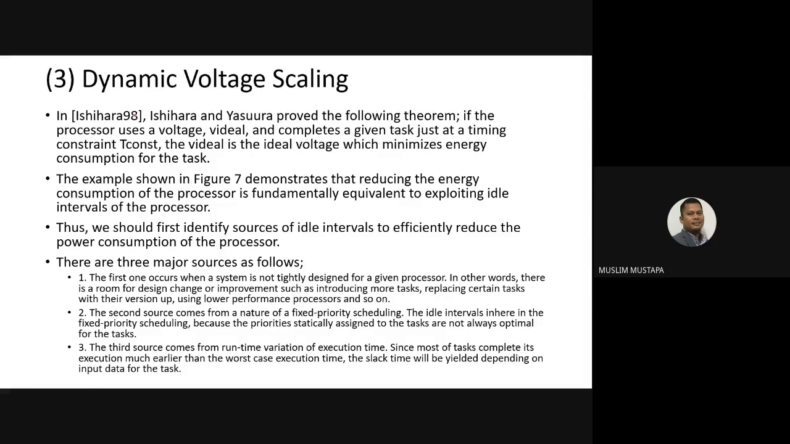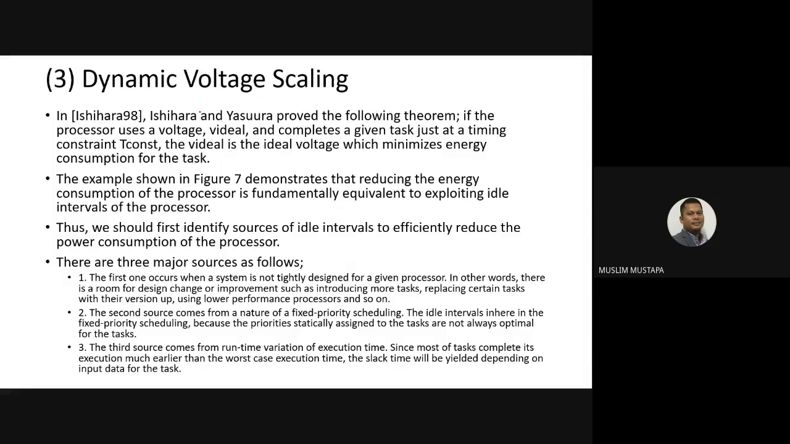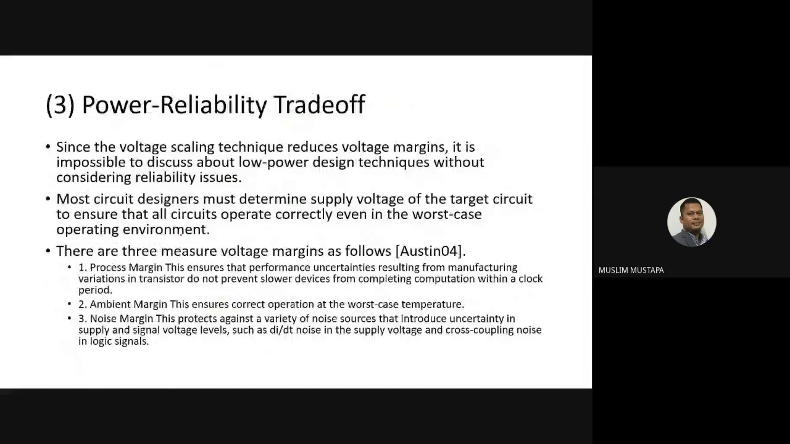Right, so this one, Ishihara and Yasuura proved the following theorem: if the processor uses a voltage V ideal and completes a given task just at a timing constraint, T constraint, then V ideal is the ideal voltage which minimizes energy consumption for the task. So we need to make sure that V ideal means whatever lower voltage that we can use, as long as we meet the time constraint. So that's what was proposed by Ishihara and Yasuura. So there's a figure showing the example.